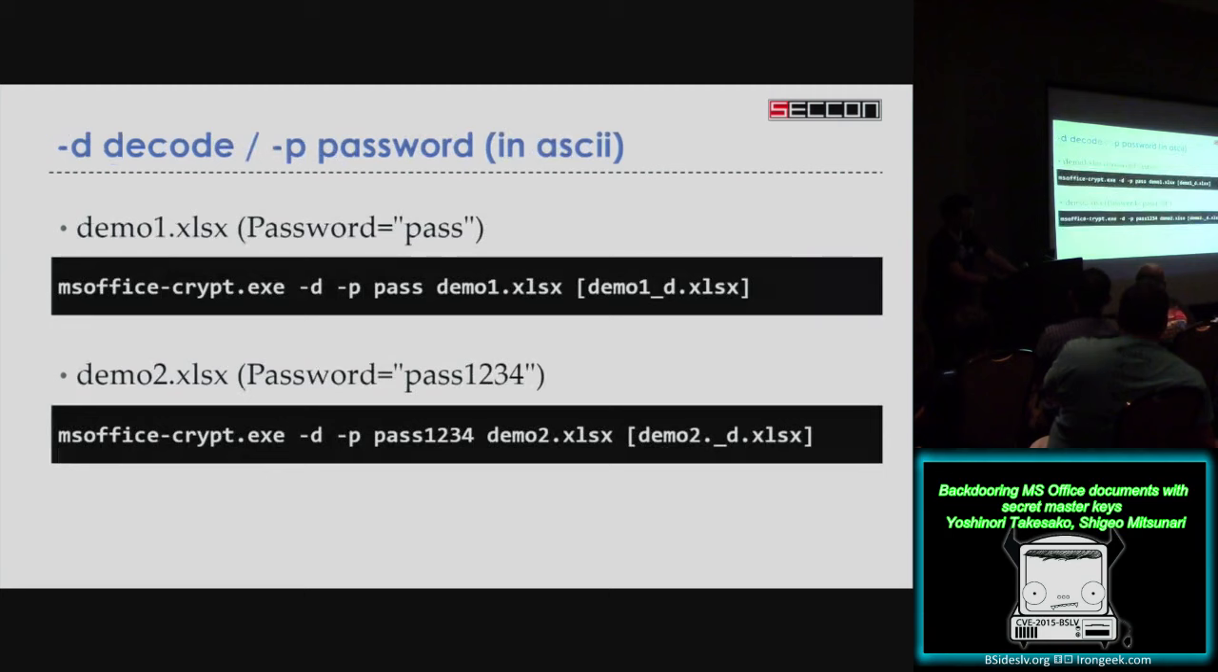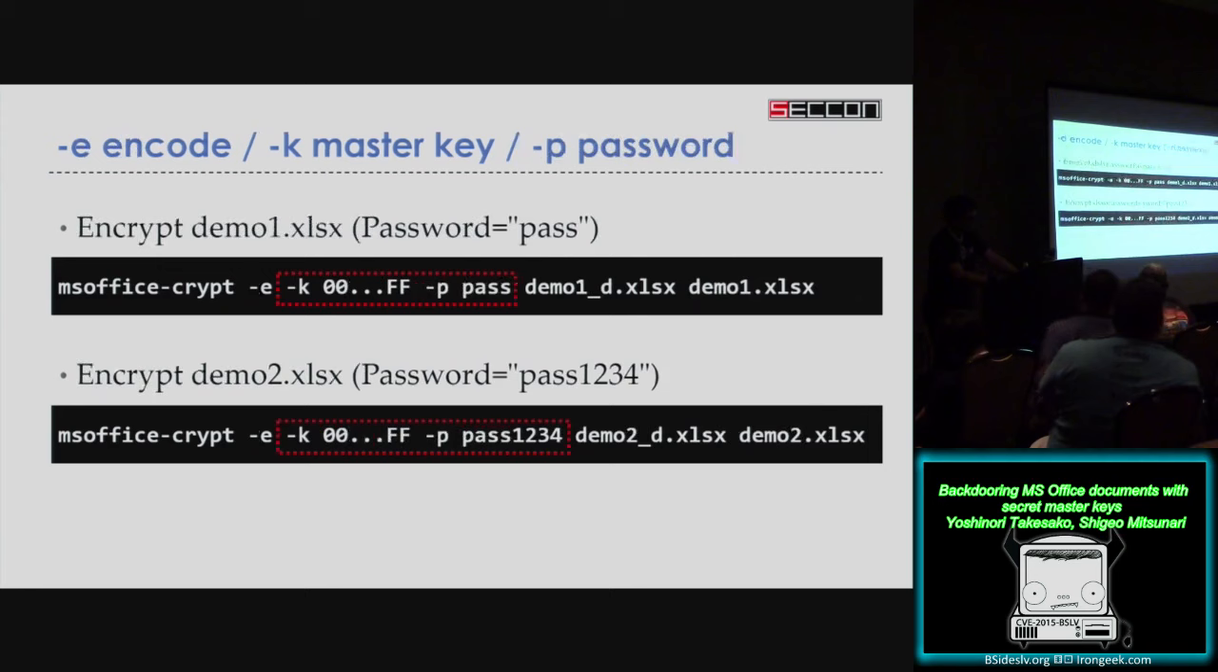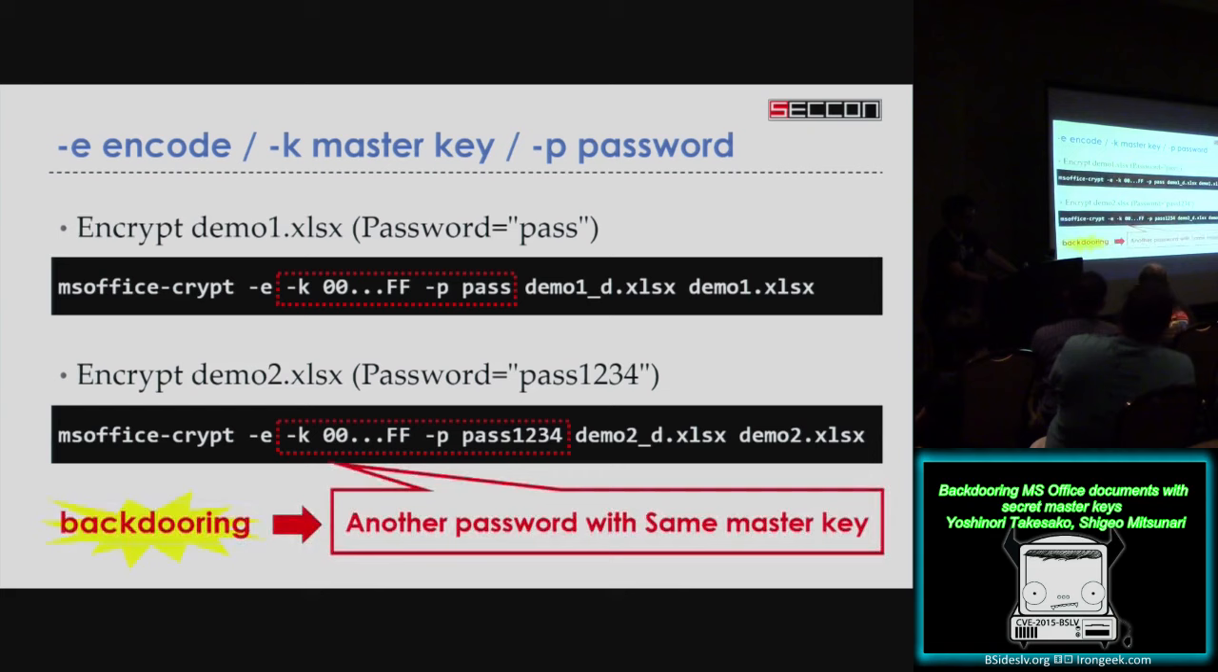The MS Office Crypt command has a decode option with the inputted password. It is -d and -p. Type this command: demo1.xlsx generates demo1_decoded.xlsx. And we made a decode mode with the master key option. It is the -k option, 00112233445566778899AABBCCDDEEFF. And we made the encode option, which is -e. Then we have the -e, -k, and -p options. We can make two encrypted files with different passwords but the same master key. Oh, so it is a backdoor.